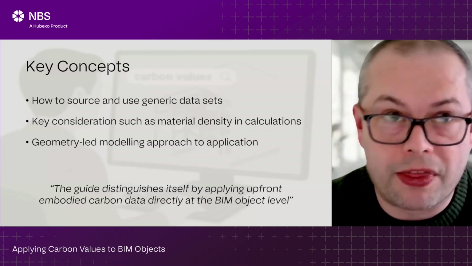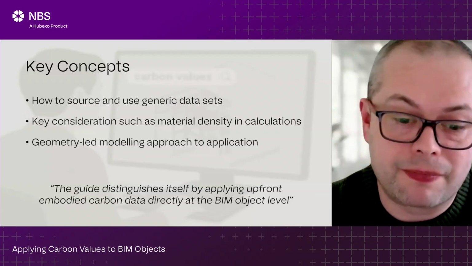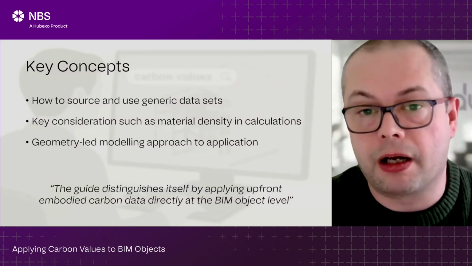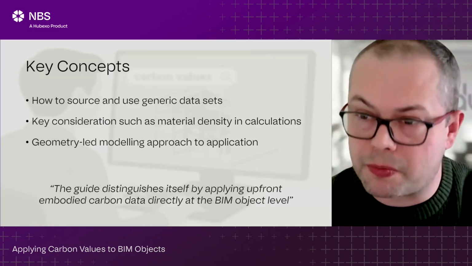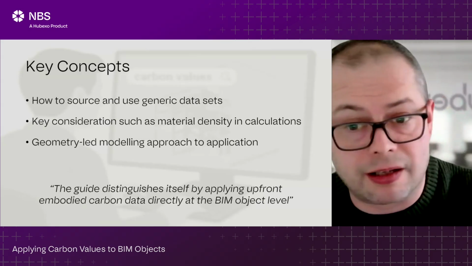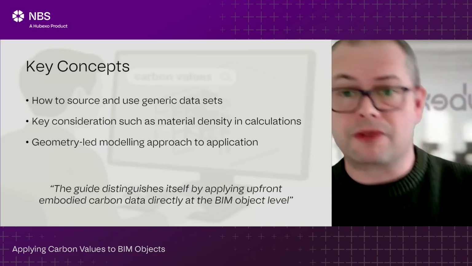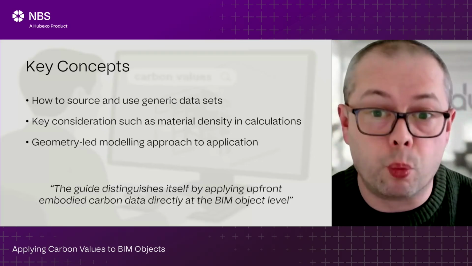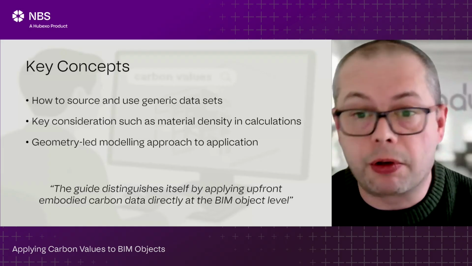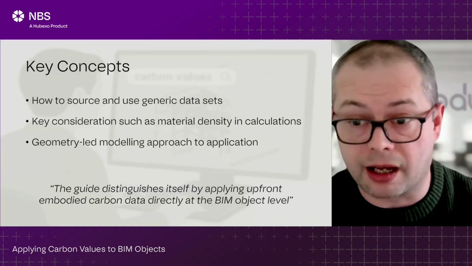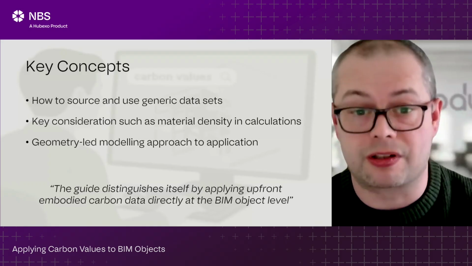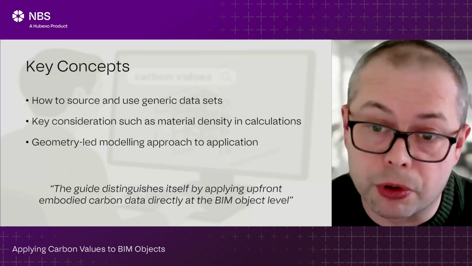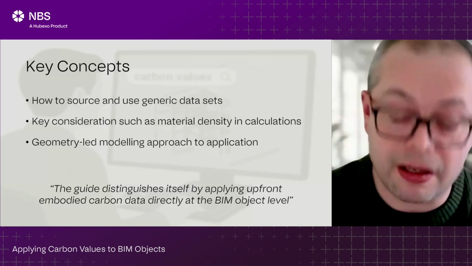So we think the guide distinguishes itself by putting that upfront embodied carbon data at the BIM object level. Thinking of it from a BIM perspective, most people will be using things like Revit, ArchiCAD, etc. in their design processes, and that's a great foundation for understanding what's going into that design. Now, if you can factor in the generic carbon early on with that, the chances of achieving your sustainable outcomes and lowering that carbon over the project life are going to be much higher.